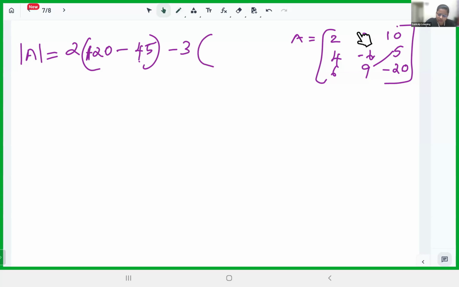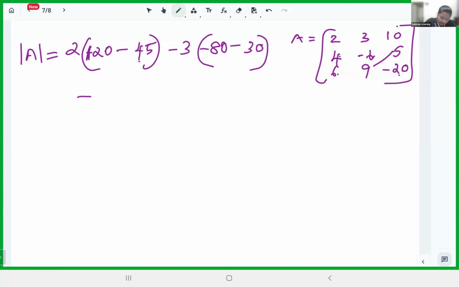So you have to delete this column and this row. So what is remaining? 4, 6 and 5, minus 20. So that is 4 into minus 20 is equal to minus 80, minus 6 into 5 is equal to 30, right?